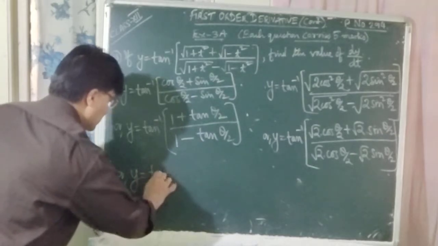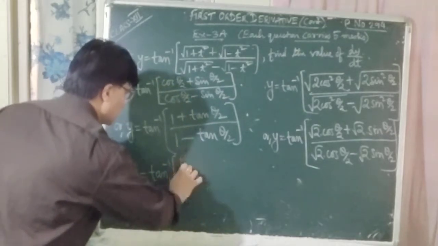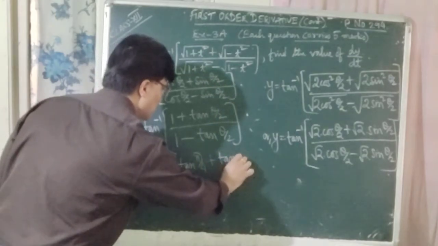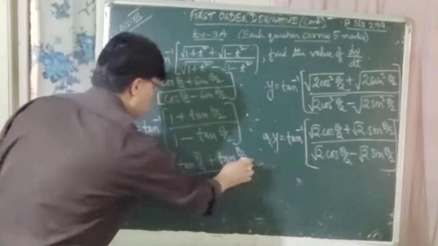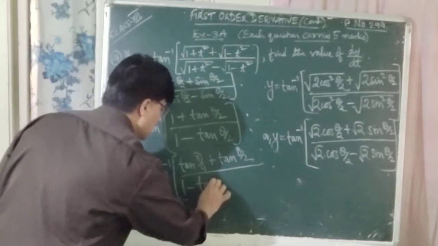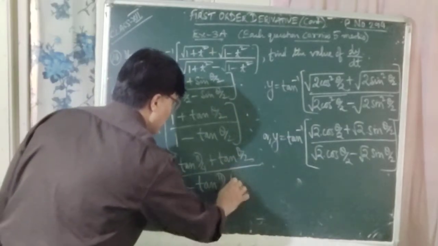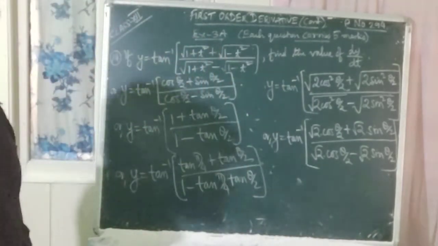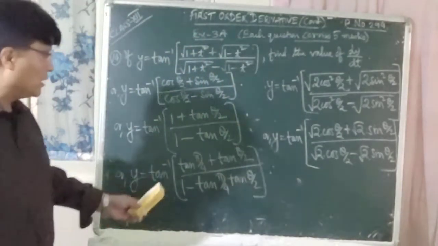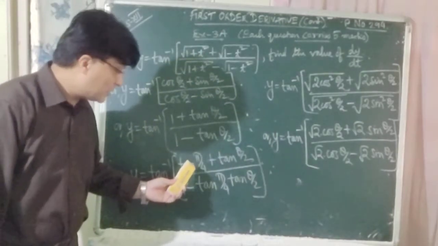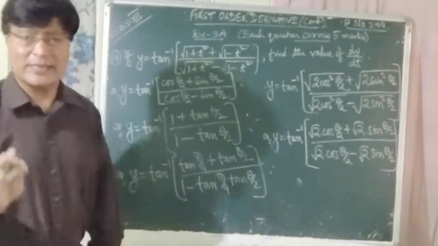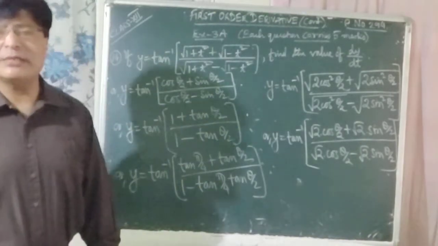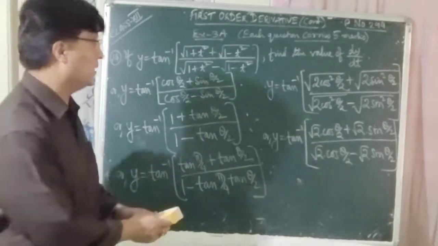So y is equal to tan inverse. So here you can write tan pi by 4 plus tan theta by 2 divided by 1 minus tan pi by 4 and tan theta by 2. Third bracket is closed, right? So what is the formula now in this case? It is tan A plus tan B divided by 1 minus tan A tan B. You know that. What is the formula for tan A plus tan B divided by 1 minus tan A tan B? It is tan of A plus B, right?